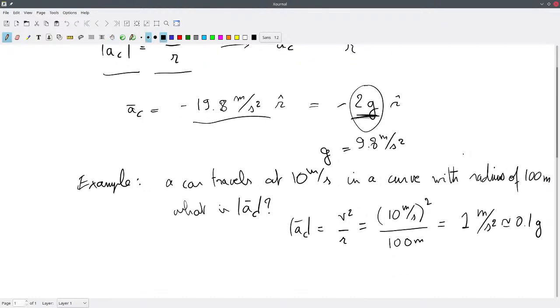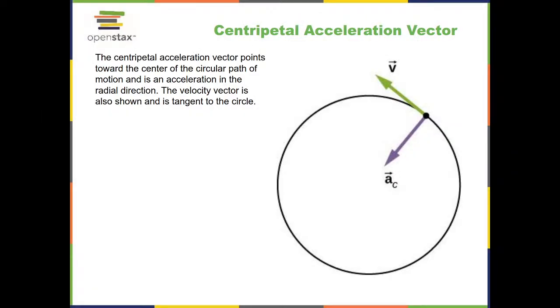And what's going to be the direction of this centripetal acceleration? So the direction will be, as with all centripetal accelerations, and as the name implies, because centripetal means center-seeking, it will be towards the center. So this will be AC is going to be minus 1 meter per second squared in the radial direction, so towards the center of curvature of this curve. Again, pointing towards the center as here.